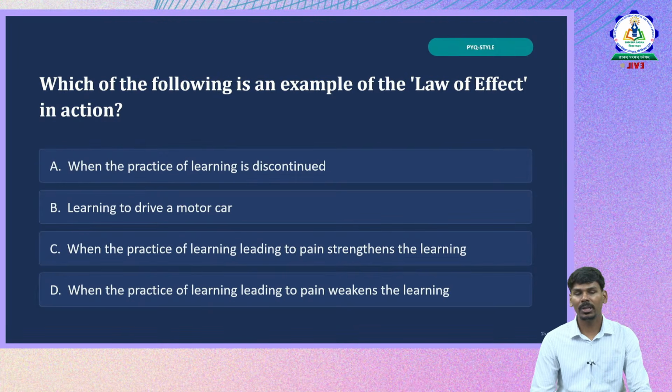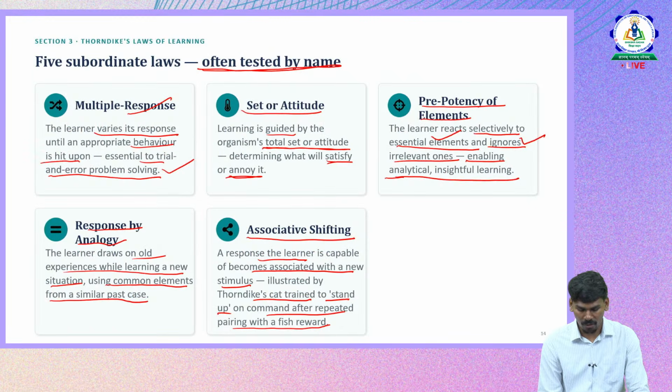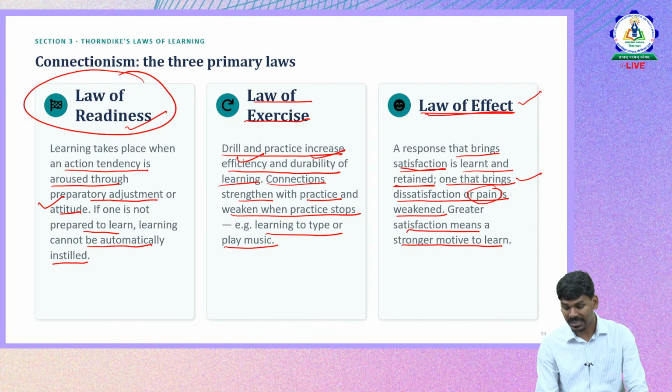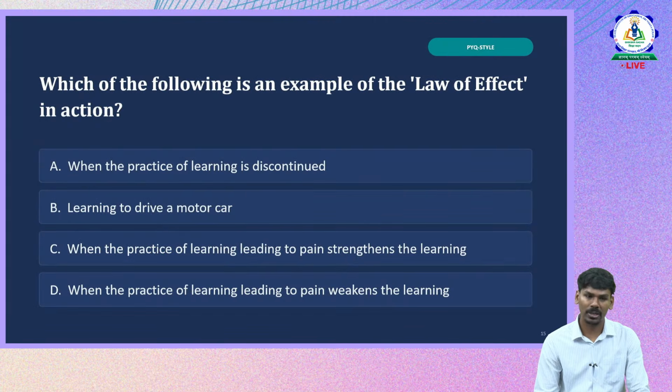So let us go to a question now. Which of the following is an example of the law of effect in action? If you look at the law of effect here, the law of effect is a response that brings satisfaction is learnt and retained, and the one that brings dissatisfaction or pain is weakened. Now let us look at the question. Which of the following is an example of the law of effect in action?